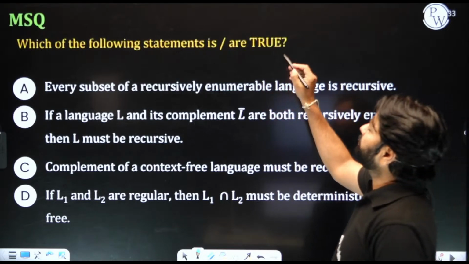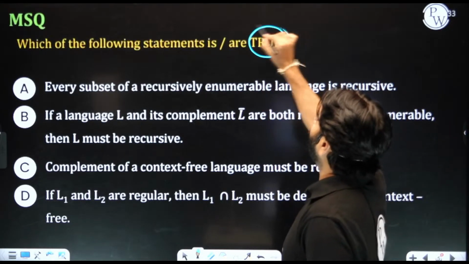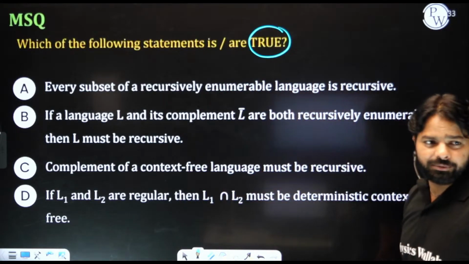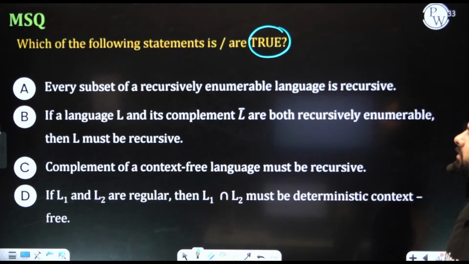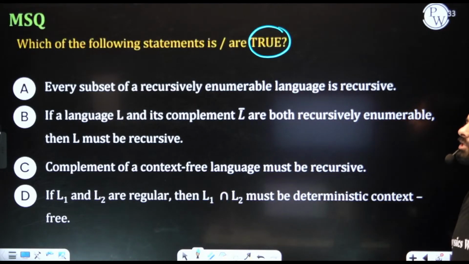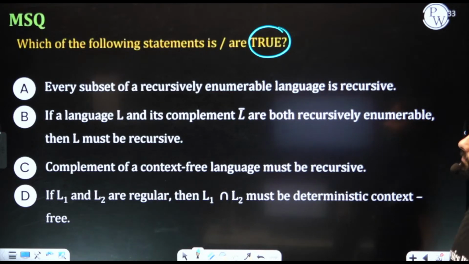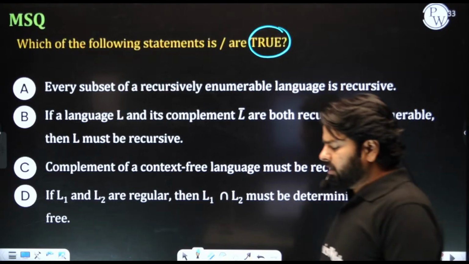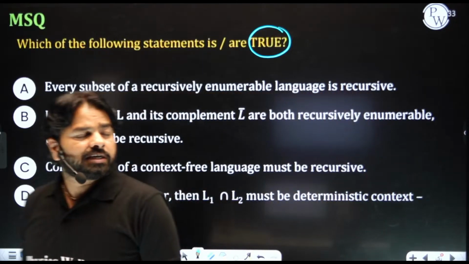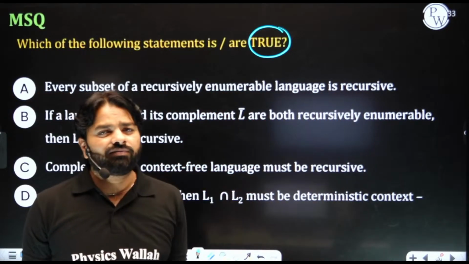which of the following statements is or are true? Okay, you need to identify the true statement. So can you try this? Which statement is the true here? Every subset of a recursively enumerable language is recursive. Can you guarantee every subset of recursive enumerable is recursive?